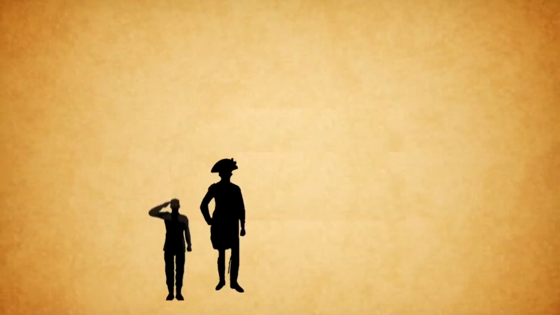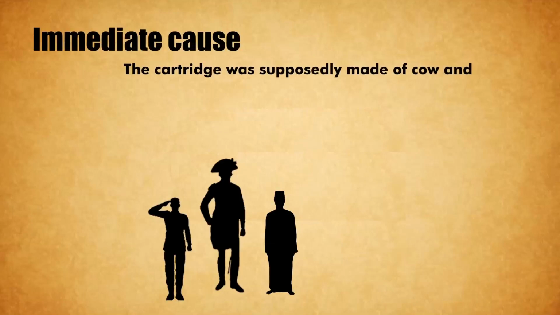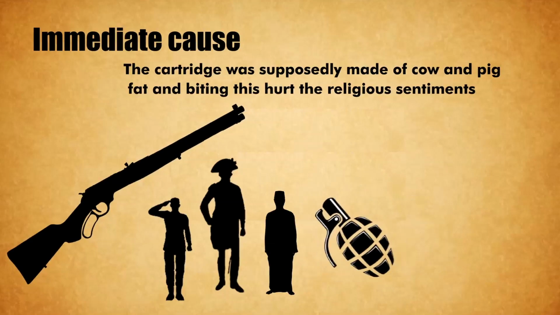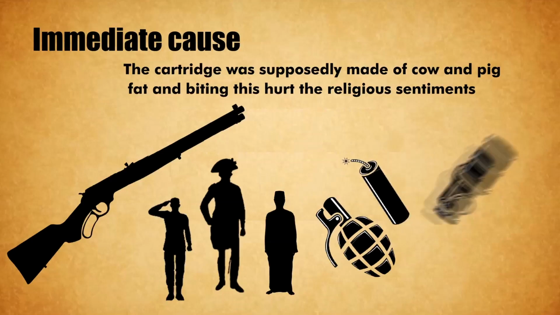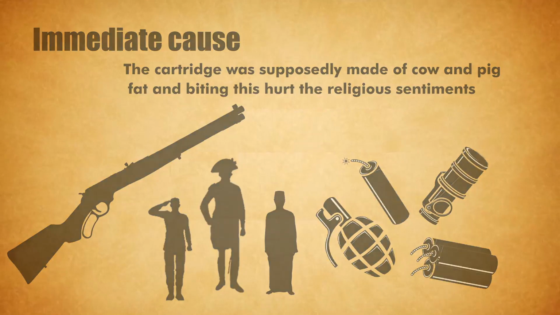Finally, let us look at the immediate causes that led to the revolt. The introduction of the Enfield rifle, which had a cartridge that needed to be bitten off, was the immediate cause of the revolt. The cartridge was supposedly made of cow and pig fat, and biting this hurt the religious sentiments of Hindus and Muslims alike. Rumors spread like wildfire, and sepoys refused to use the cartridge, sparking off the revolt.